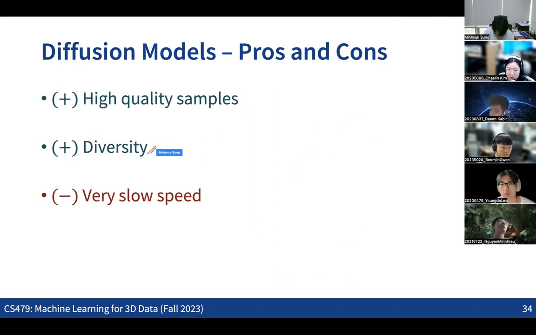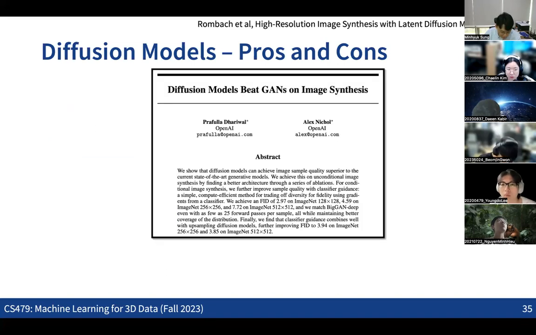But the problem of diffusion models is that both the training and the generation are really slow, because we have iterative steps. In practice, this was the first paper, published in 2021, that started to beat the quality of GANs. That's why diffusion models became quite famous.